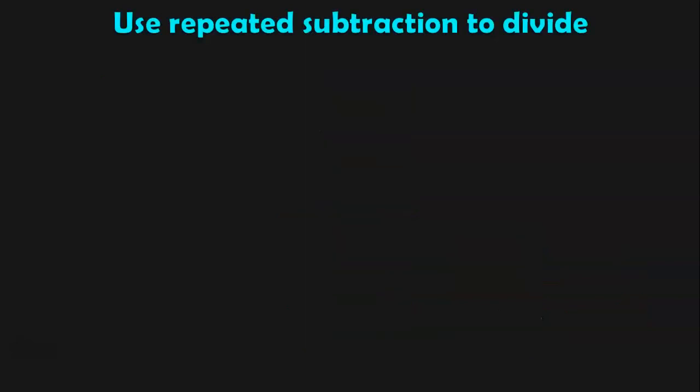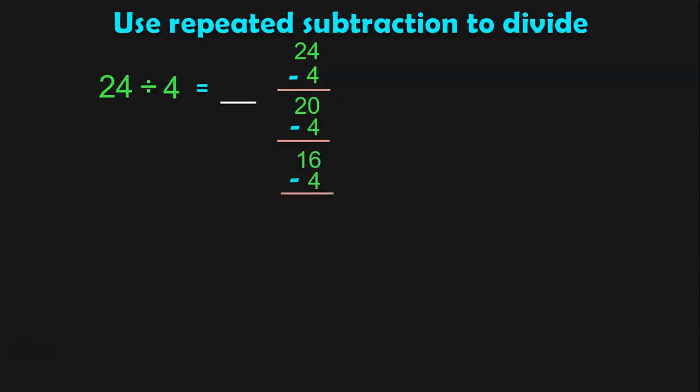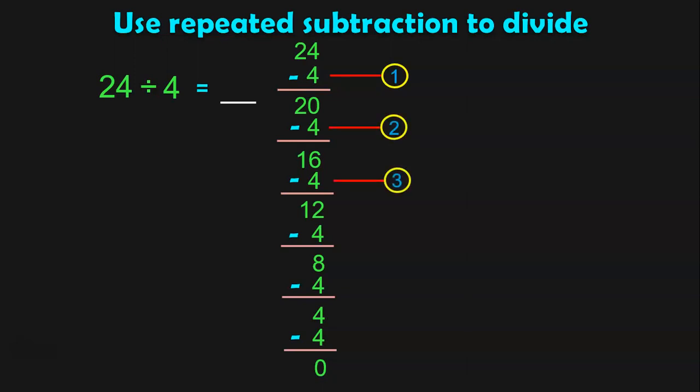Use repeated subtraction to divide. 24 divided by 4 is equal to dash. 24 minus 4 will give you 20. 20 minus 4 will give you 16. 16 minus 4 is 12. 12 minus 4 is 8. 8 minus 4 is 4. And 4 minus 4 is 0. So how many times have we performed the repeated subtraction over here? 1, 2, 3, 4, 5, 6. So the answer for 24 divided by 4 is equal to 6.